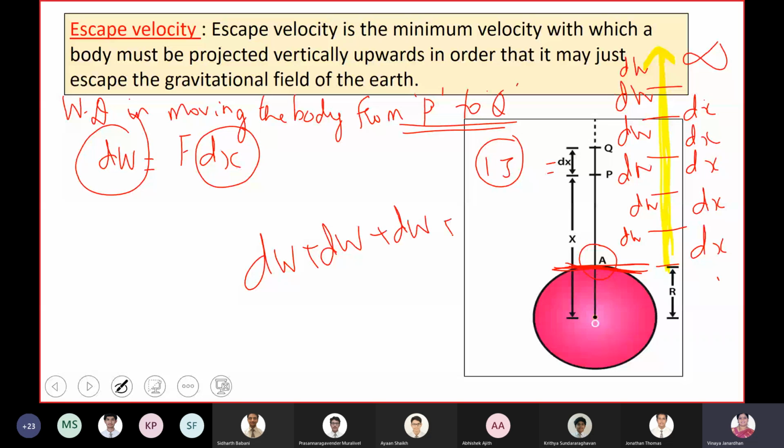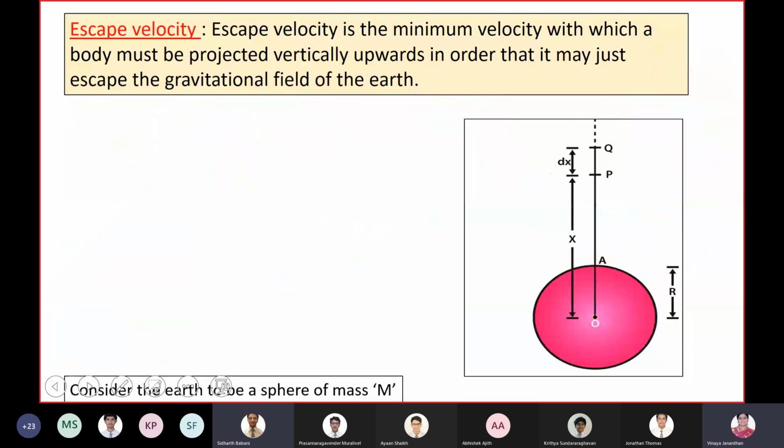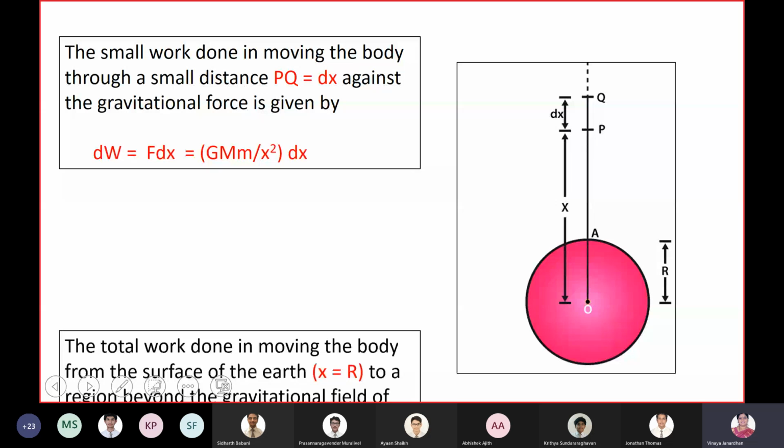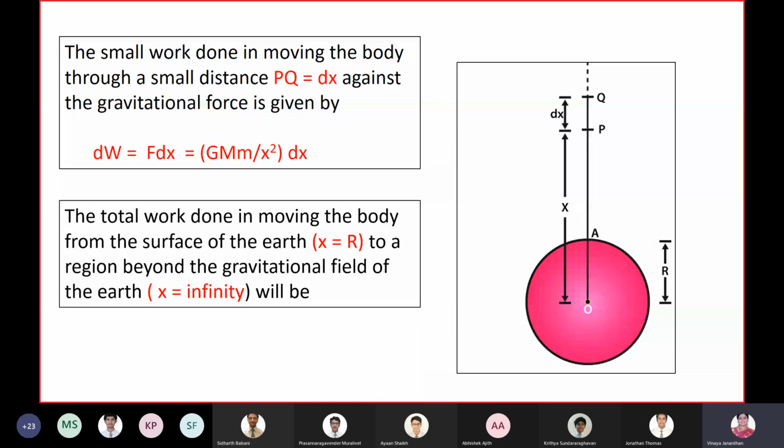Look where you are starting. You are starting from the surface of the earth. You are going to infinity. Is it possible for you to add it? It becomes difficult. That is where your integral calculus comes into the picture. Is that clear, boys? Yes, ma'am.